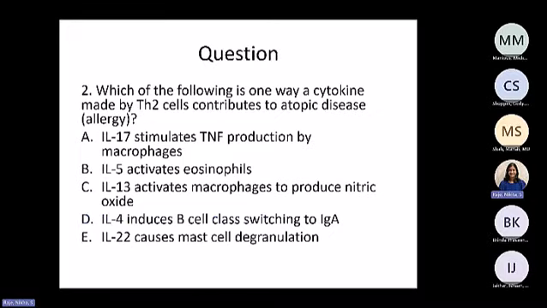Which of the following is one way a cytokine made by Th2 cells contributes to atopic disease? B, IL-5 activates eosinophils. That is correct. IL-5 activates eosinophils. IL-13 is important for some other functions, not nitric oxide. IL-4 induces B cells to IgE, not to IgA. All right.